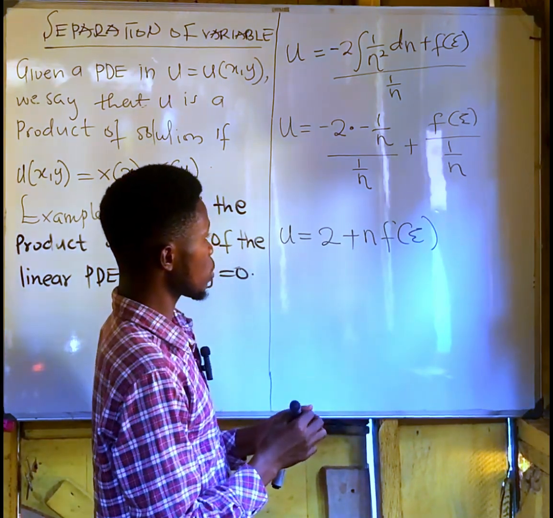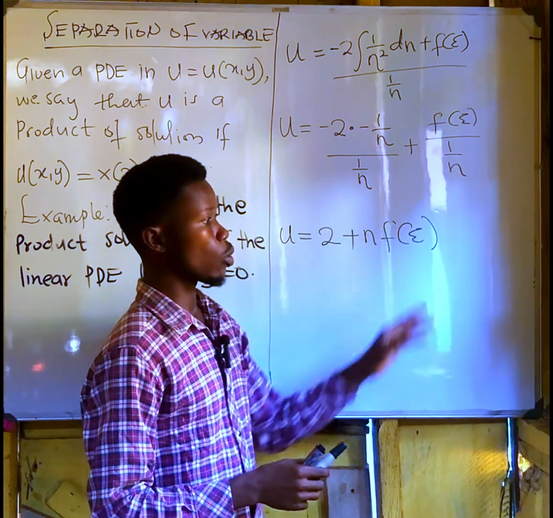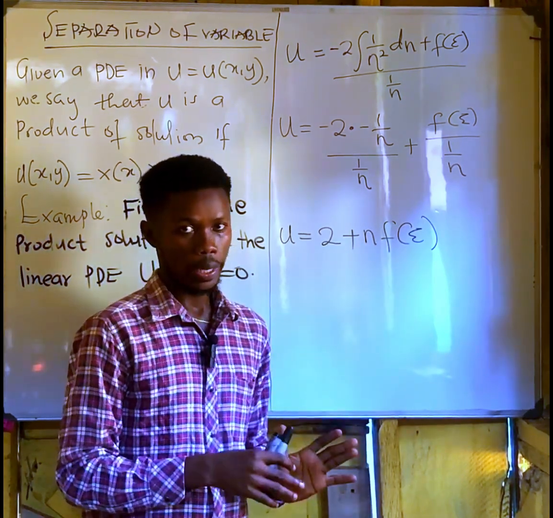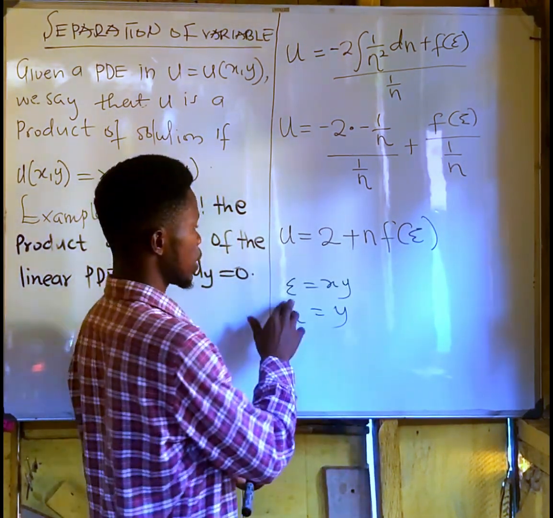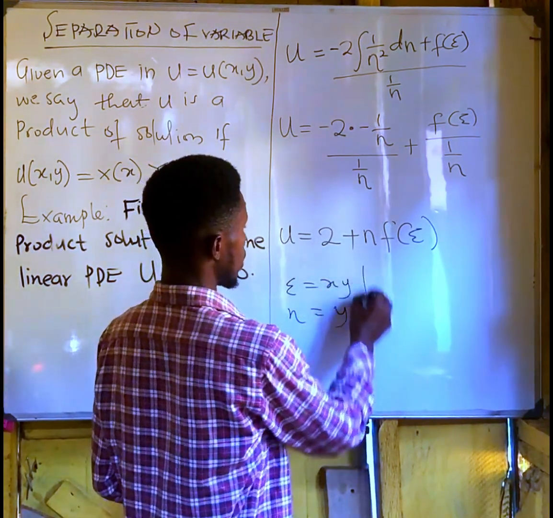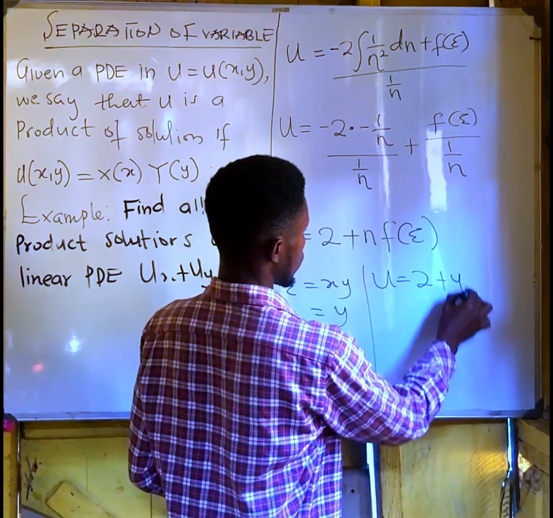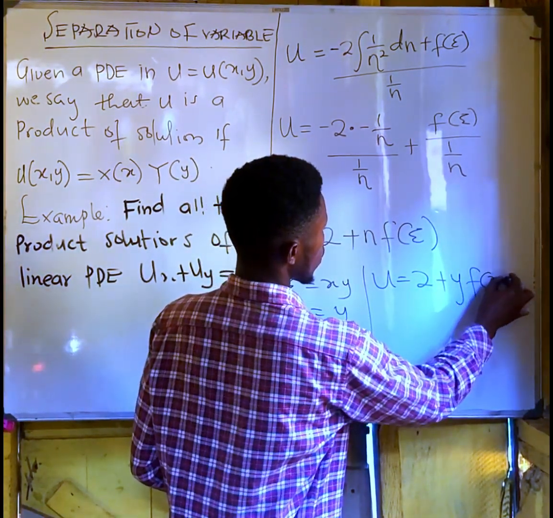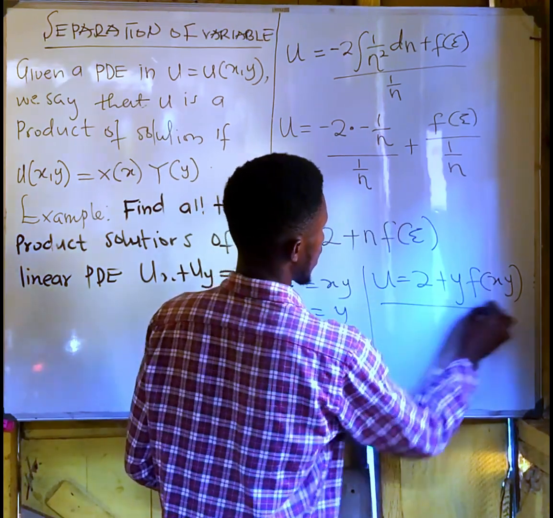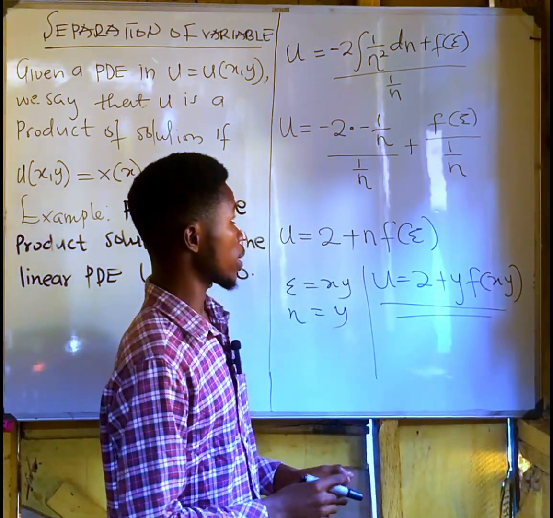But the question was given to us in terms of x and y, so we need to convert this to x and y. Is that okay? Good. But xi was given as xy and eta was given as y. So in this case, our u is going to be 2 plus y f of xy. So this becomes our final answer.